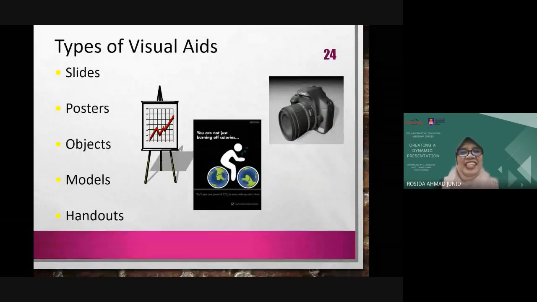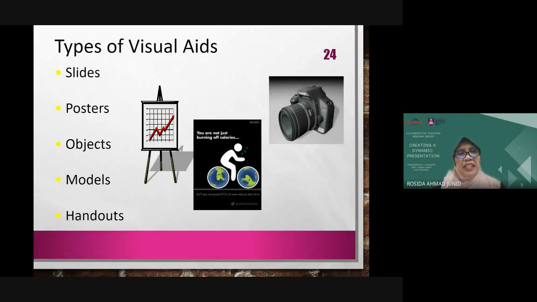Okay, so these are some types of visual aids, right? You can have slides. Okay, your lecturer has already asked you to. Oh, by the way, about slides, I'll talk about slides. You can have posters, you can have objects, you can have models, and you can have handouts. Okay, these are some of it.